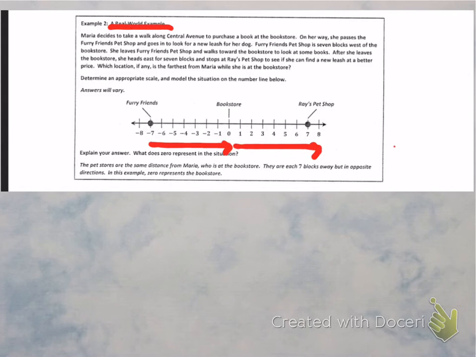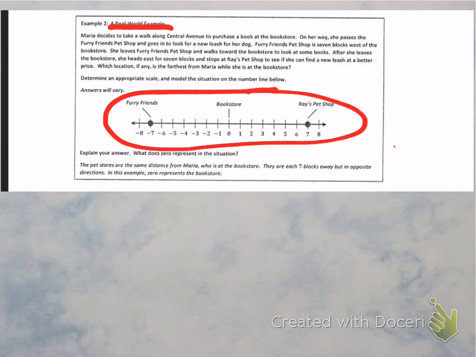So going back, I see that Furry Friend's pet shop is 7 blocks west, and then as she leaves the bookstore, she heads 7 blocks. I think they said east. I'm looking. Oh yeah, she heads east. Okay, so the question is, let me erase that because I can't see it. Which location, if any, is the farthest from Maria while she's at the bookstore? So, looking at this number line, which location, if any, is the farthest from Maria while she's at the bookstore?